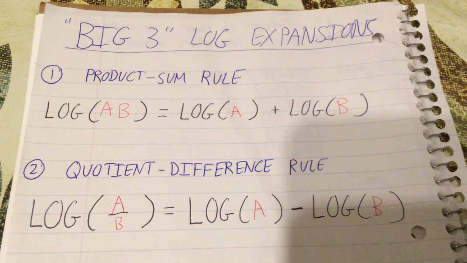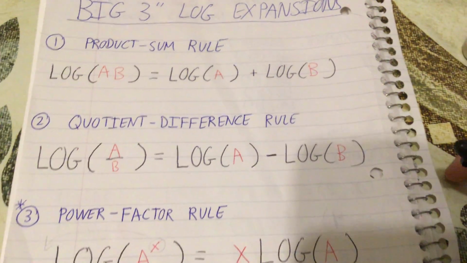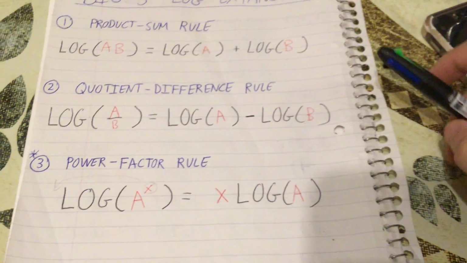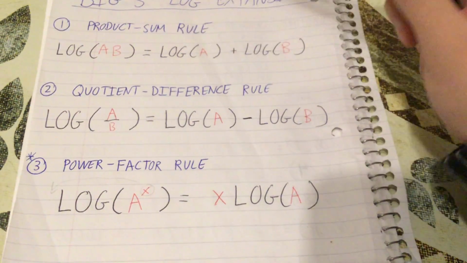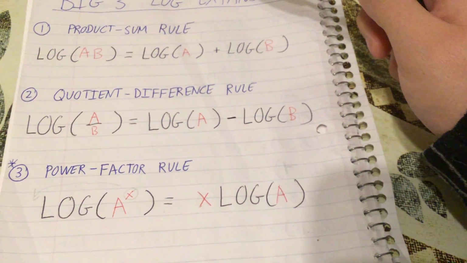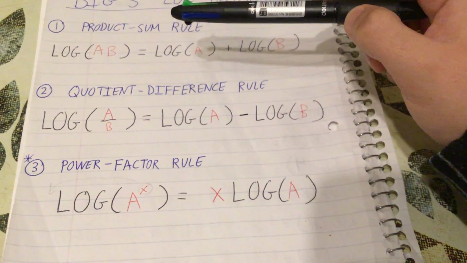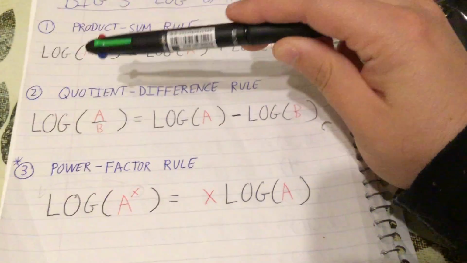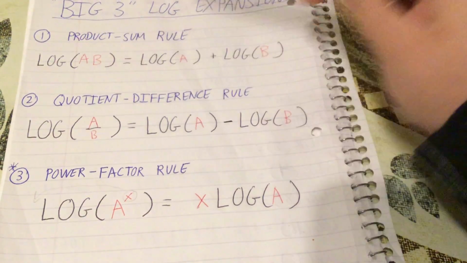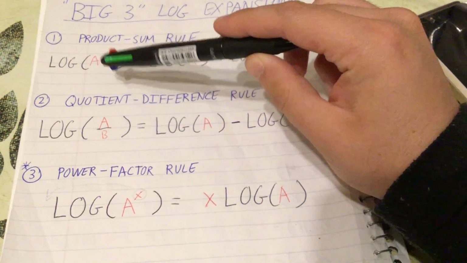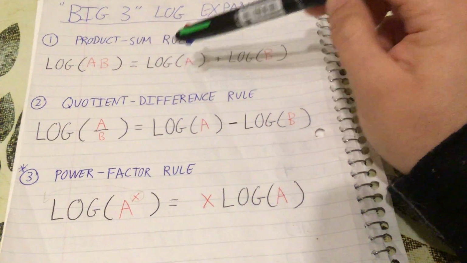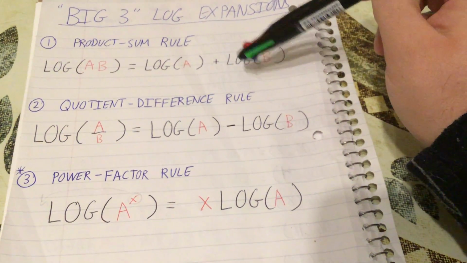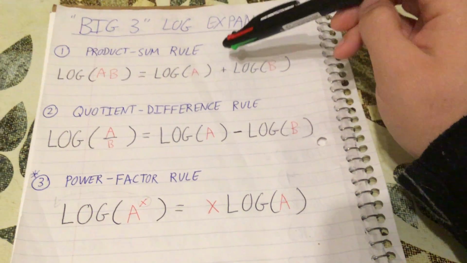Alright guys, in the previous video we did the big three log expansion formulas. Remember that this applies to any base other than base 10. I just figured I'd shorten the notation with just standard common log. So if you have multiplication inside of a logarithm, log of a times b, that's equal to log of a plus log of b. That's called the product sum rule.